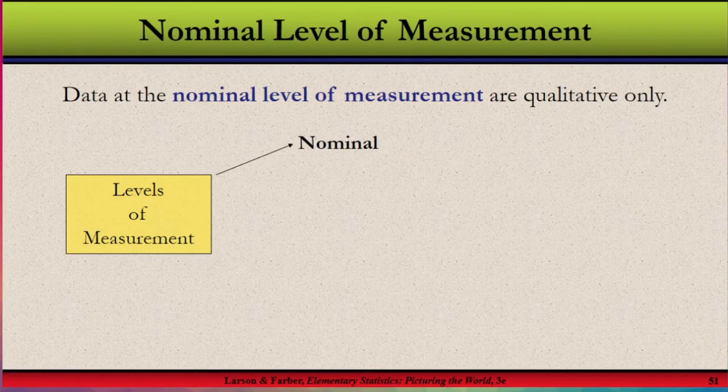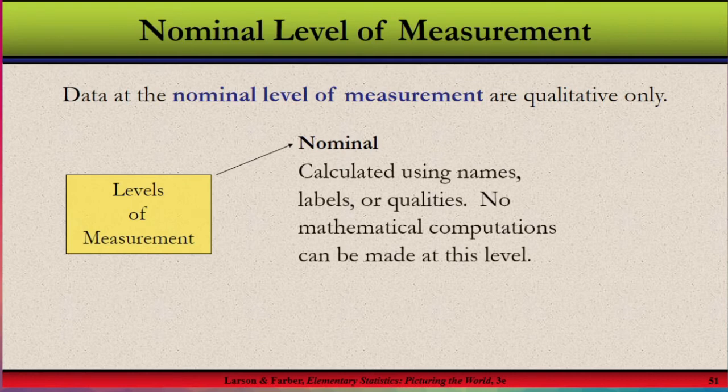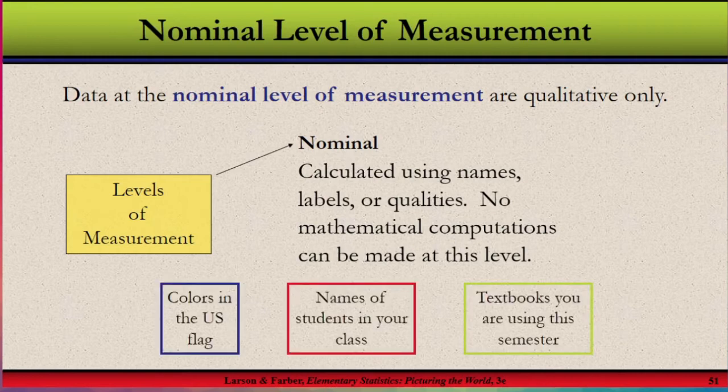So, ano pa pag sinabing nominal level of measurement? Data at the nominal level of measurement are qualitative only. So, iisa lang yung characteristic ng nominal. Okay? Calculated using names, labels, or qualities. So, no mathematical computations can be made at this level. For example, colors in the US flag, name of students in your class, textbooks you are using this semester. So, nominal level of measurement siya or nominal data. Parehas lang yan. So, naiintindihan yung nominal.